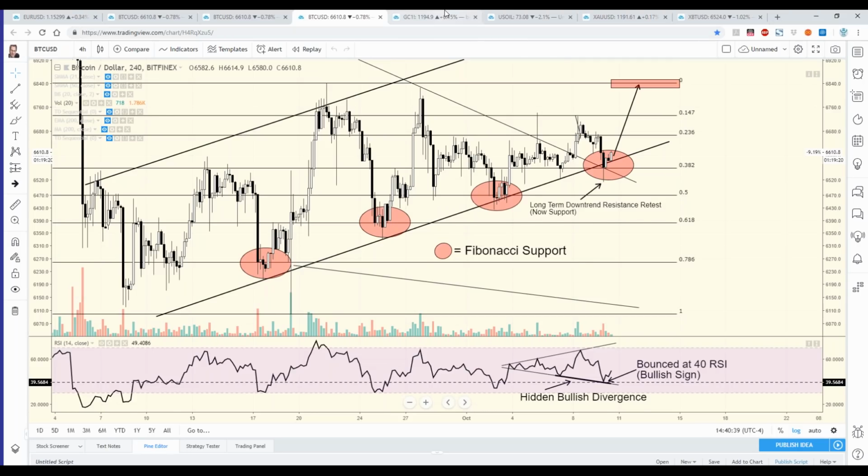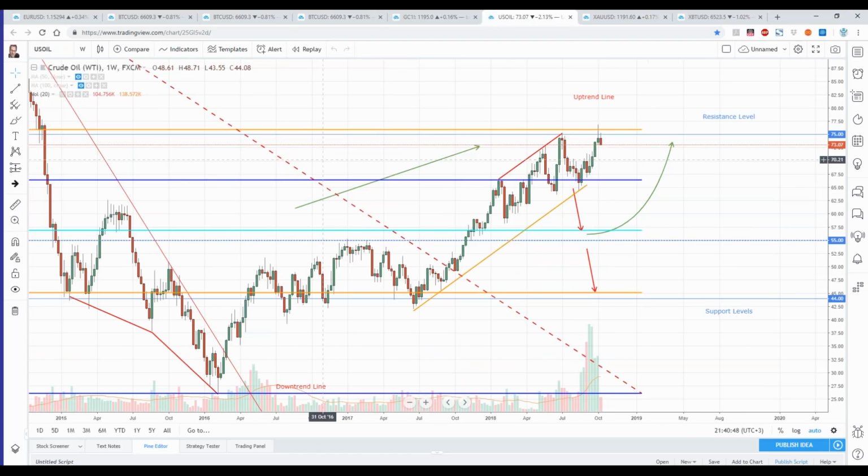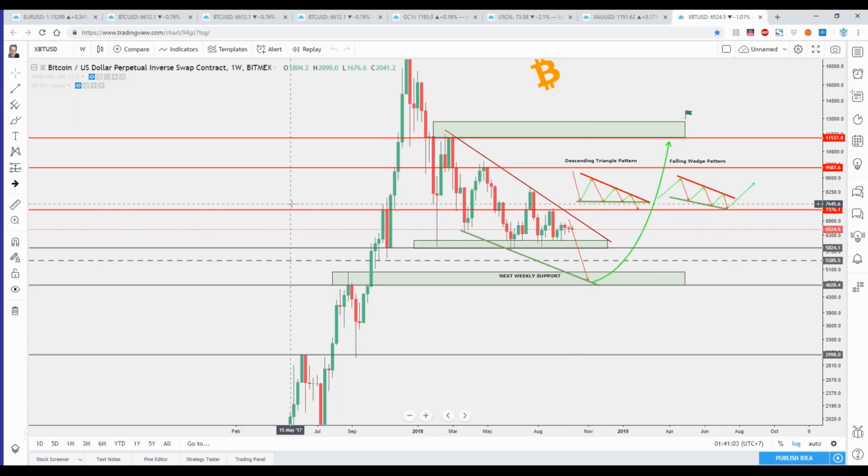Here, we're looking at a simple chart of gold using candlesticks and a crossover pattern. And then here, we're looking at oil, where we're using volume, support and resistance lines, and trend lines to make trading decisions. And here we're looking at chart patterns, and we have a falling wedge and a triangle, which help tell us something very specific about the markets. And all this is done with the use of charts.